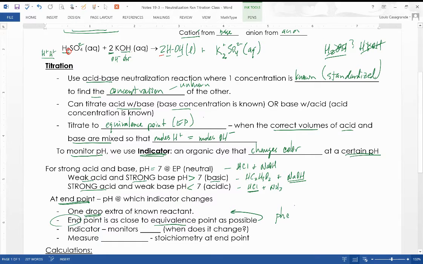That's a tricky word. Phenolphthalein. Yeah, there it is. I think it's going to be in the lab handout, so don't worry about it. I'm never going to ask you to spell it. Don't worry about that either.